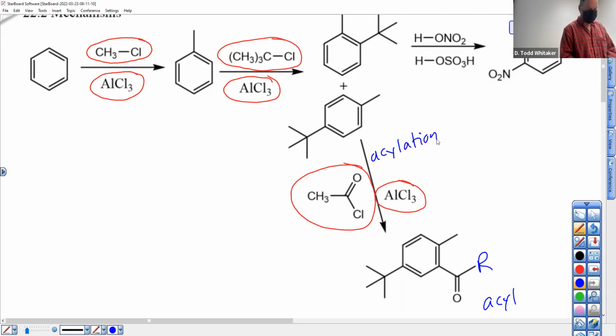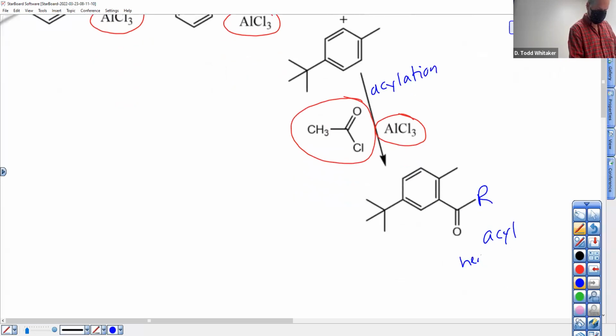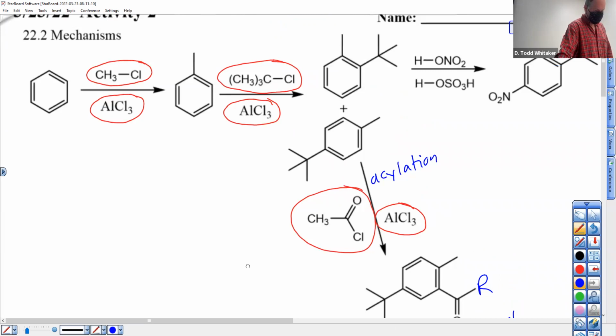This specific one where the R is a methyl, here R equals methyl, you can call it a more specific acetylation. Acetylation is the process that you would use to put an acetyl group on benzene. So that covers those 3. And these are both alkylations.